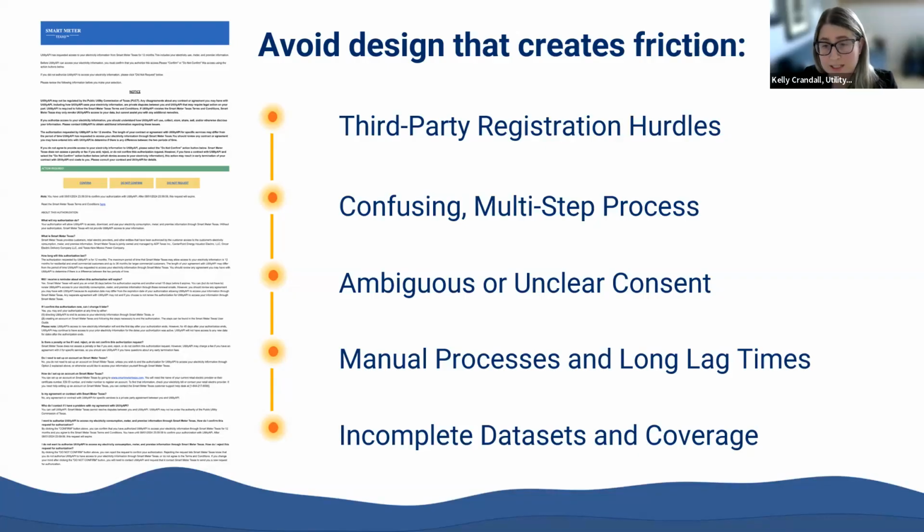And then you can have incomplete data sets. If a solar and storage company is looking for particular data in order to put together a proposal and they're only getting half of what they need through digital authorization, that can be a problem. It doesn't make the process more efficient.